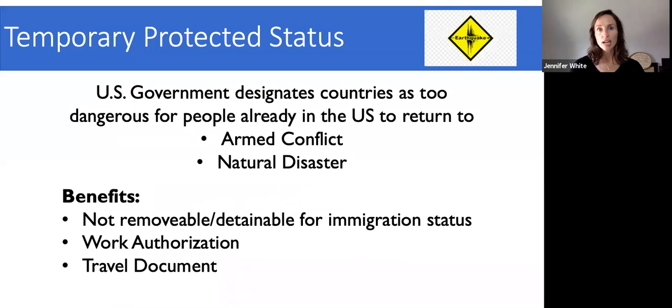Another form of temporary status is temporary protected status. This is when the US government designates countries as too dangerous to return to. And there's 2 reasons why the US government designates countries as too dangerous. It's either armed conflict or natural disaster. So TPS means that you get work authorization and that you're not removable or detainable for an immigration status. And you can also get a travel document if you have TPS, meaning that you can travel abroad.